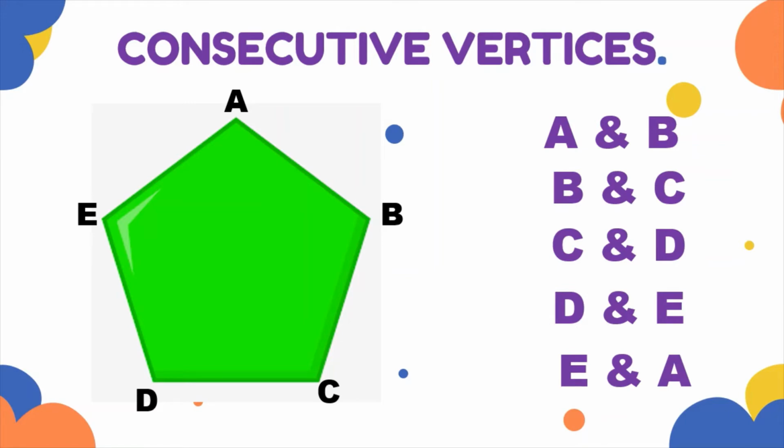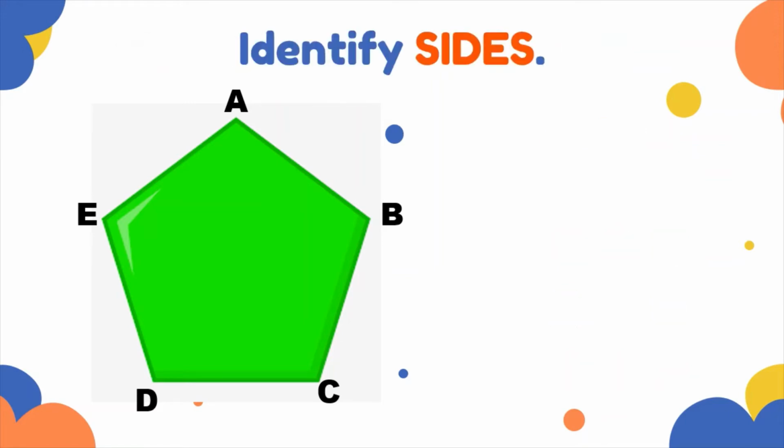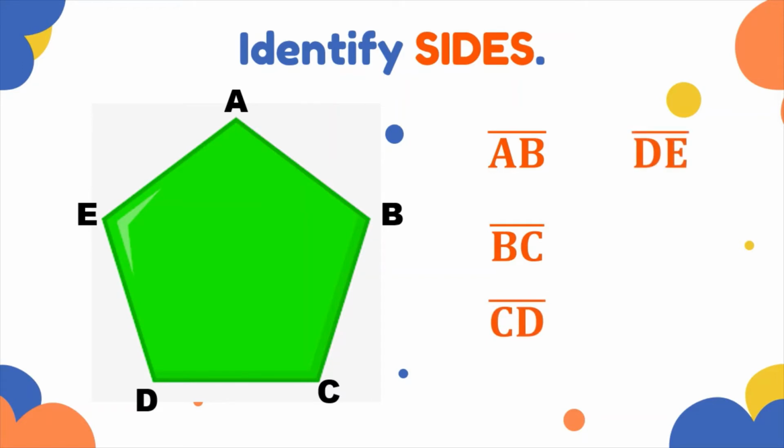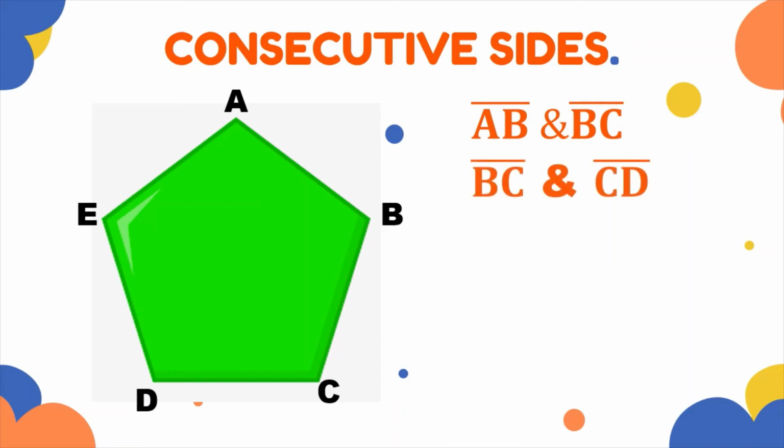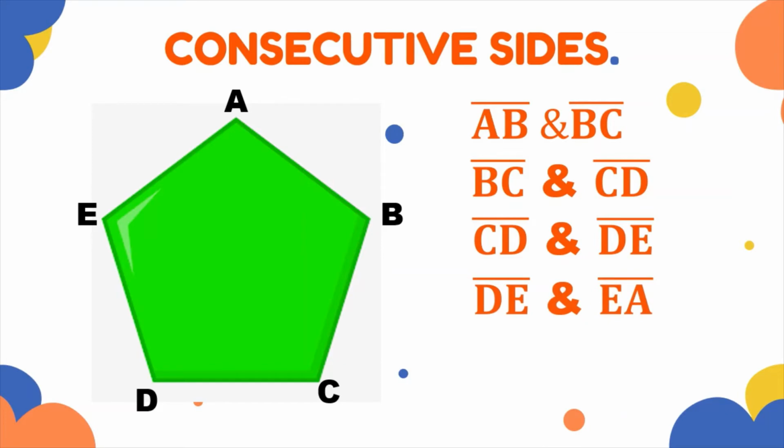Okay? Next, identify sides. Side AB, side BC, side CD, side DE, and side EA. Okay, consecutive sides, yung magkasunod na side, side AB and side BC, side BC and side CD, side CD and side DE, side DE and side EA, okay, and side EA and AB.